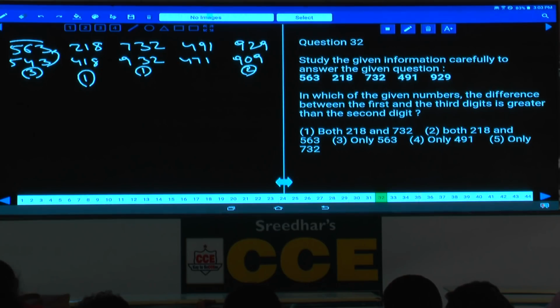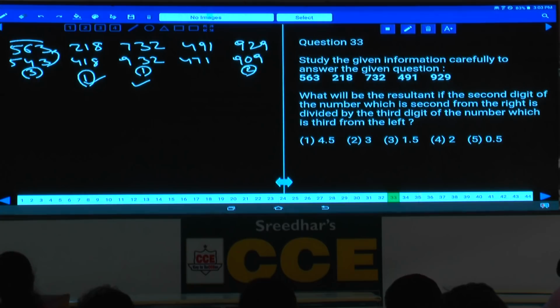7 and 2 is what? 5. Now this 5 is greater than 3. Hence there is one more. 4 and 1 is 3. It is not greater than the second. 9 minus 9 is how much? 0. And how many are there? There are only 2: 218 and 732. 218 and 732, that is choice 1.